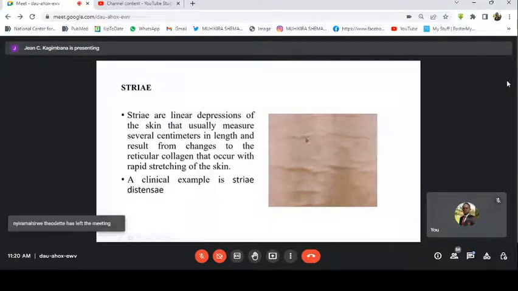Again, striations is a kind of atrophy. When you say striae or atrophy, for me it's the same. Atrophy is a disease in dermatological setting.